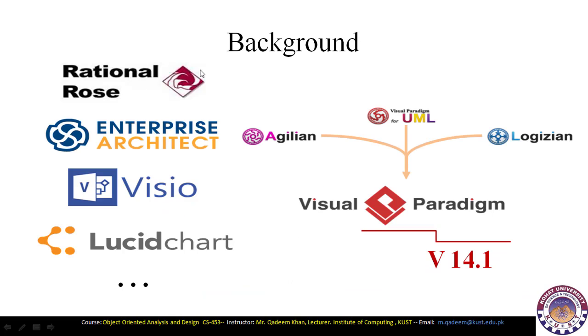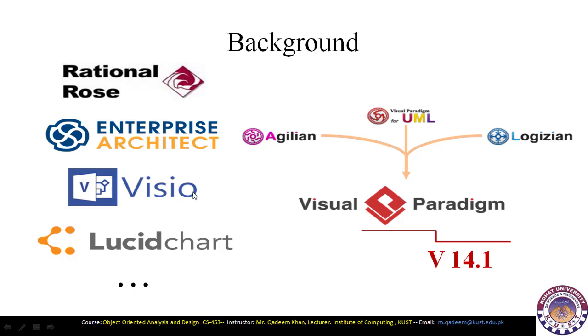Now we have different modeling tools. For example, Rational Rose is one of the tools used to model the software system. Then the Enterprise Architect tool is also a very good tool for modeling. Microsoft Visio is a product of Microsoft, and it comes in the Microsoft Office suite. This is also used for modeling UML.